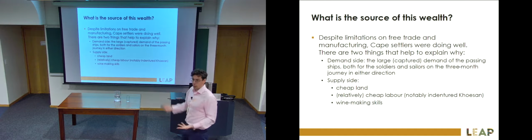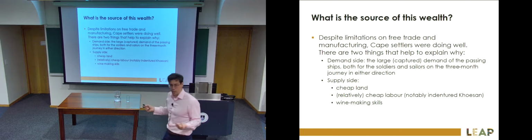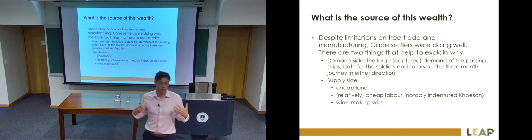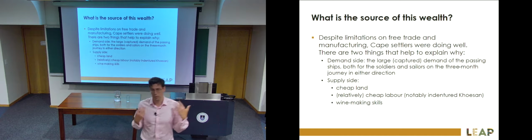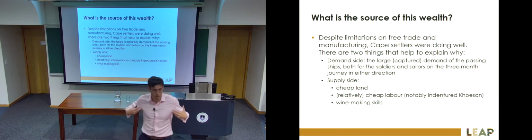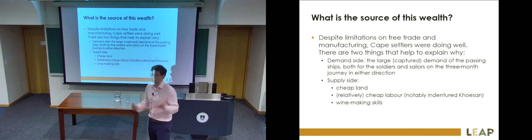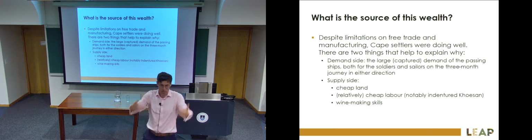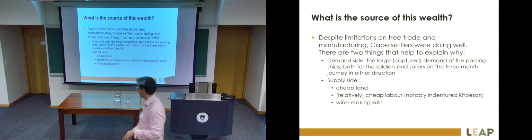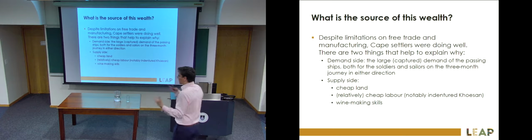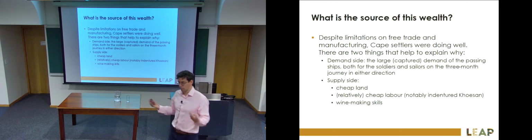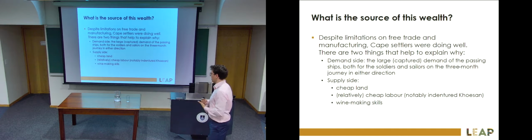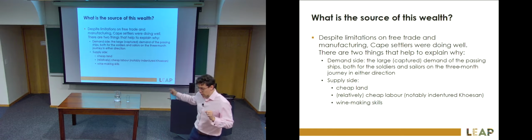On the supply side, cheap land makes it much easier, right? Cheap land is acquired through conquest initially, but mostly through disease. So 1713, smallpox, these kinds of things really decimate the Khoisan population and make it much easier for settlers to move in beyond the mountains. Basically, Khoisan are either forced to flee or forced to join the colonial economy as laborers. So I've got cheap labor in there.